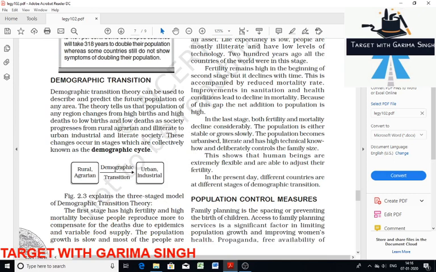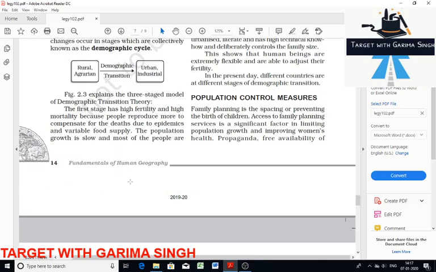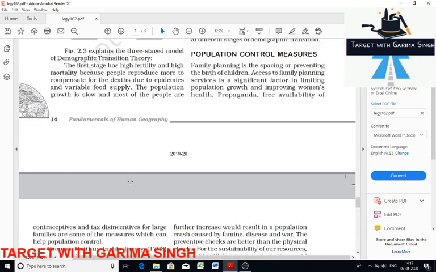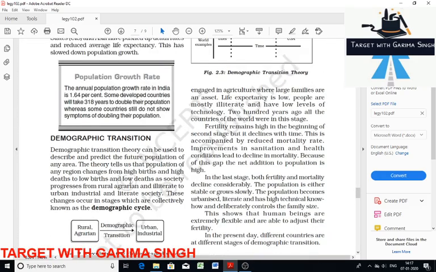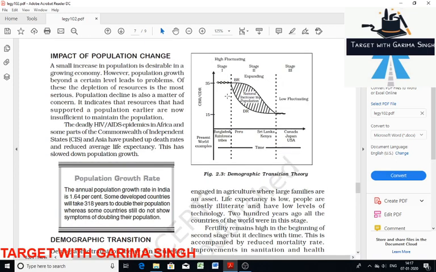Then there is demographic transition. This theory studies the change in population of a region and its move from high birth and high death rates to low birth and low death rates. This happens when a society progresses from rural, agrarian, and illiterate to urban, industrial, and literate. There is a three-stage model of demographic transition theory. Here, that is the first stage.